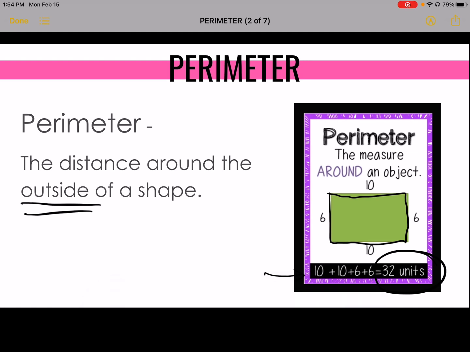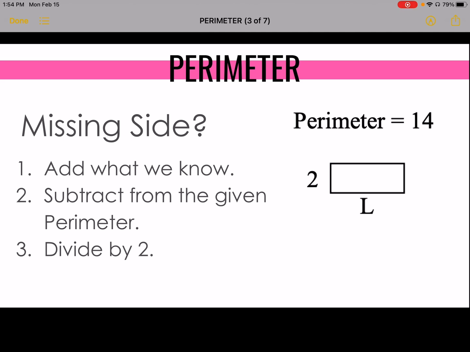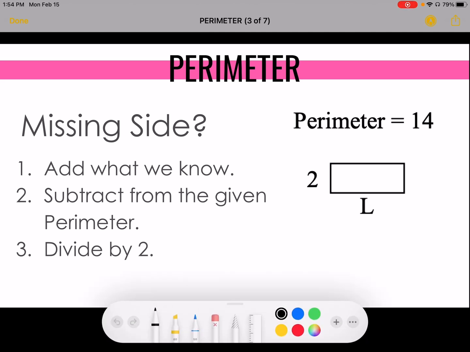All right, so let's practice them together. Today we're going to be finding a missing side. And so these problems give us one side and we have to find another. All right, and so they give us a total and they give us one side. We know if there's 2 on the left that there's also 2 on the right.